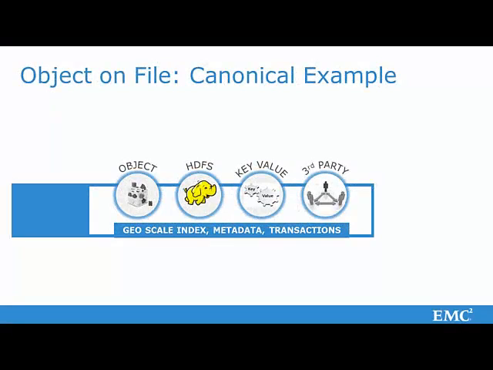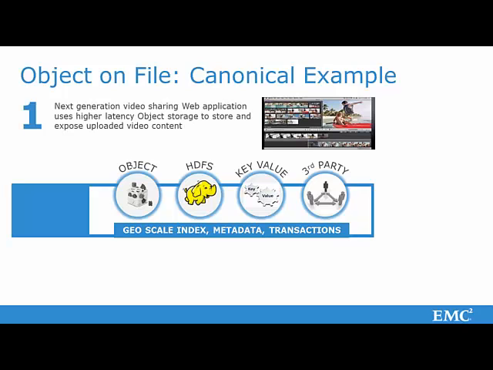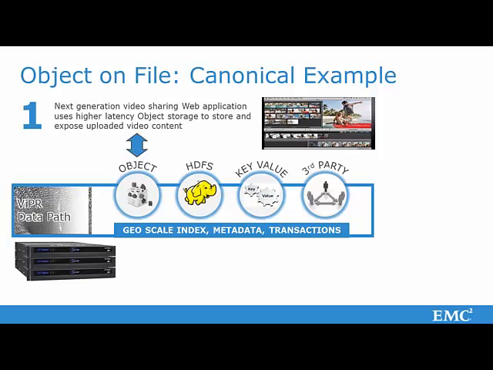In this example, we see a next-gen video sharing web application that ingests objects into a high latency object store and then exposes the uploaded video content. But before exposing that content, a video processing application that's written to a lower latency file storage platform such as Isilon needs to perform analytics, watermarking, etc. before posting back to the web. So in this case, the organization has to copy all the uploaded data to a file-based storage location, do that work, and then copy it back to the object store.